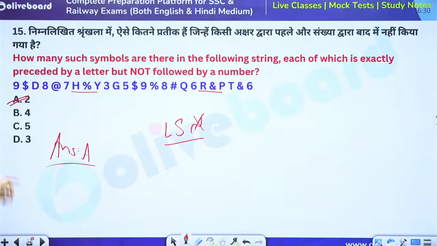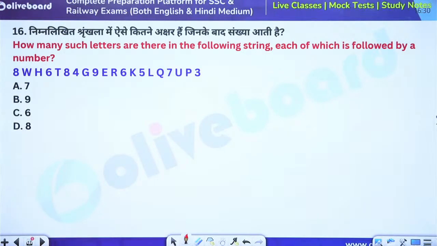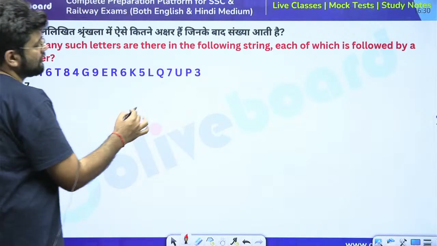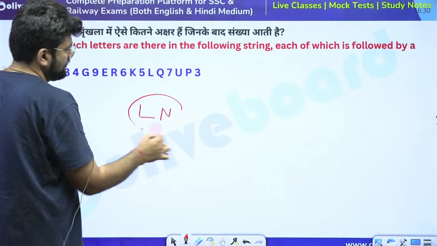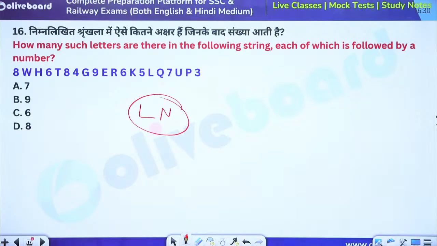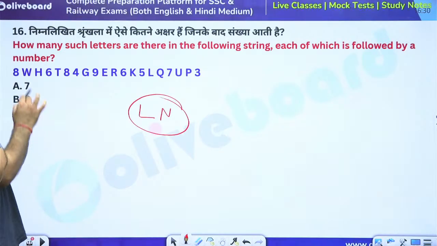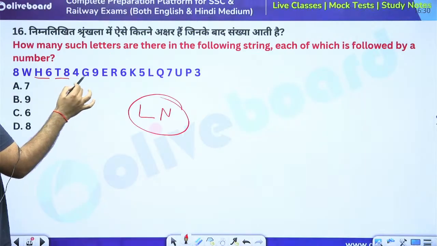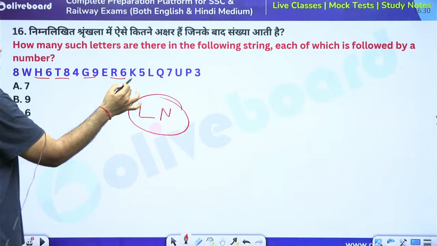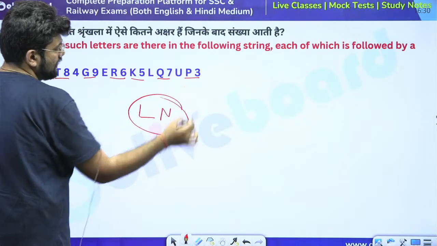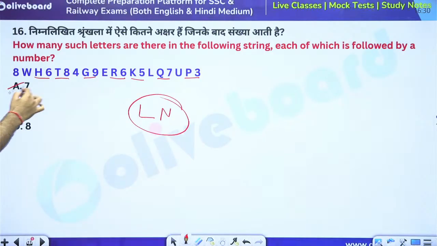Very good. How many such letters are there in the following string, each of which is followed by a number? That's what we are looking for. So only letter number. Letter number, letter number, letter number, letter number, letter number, letter number, letter number. How many? 7. Option A.